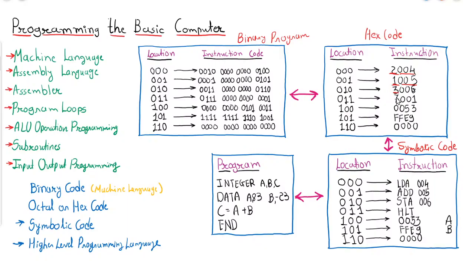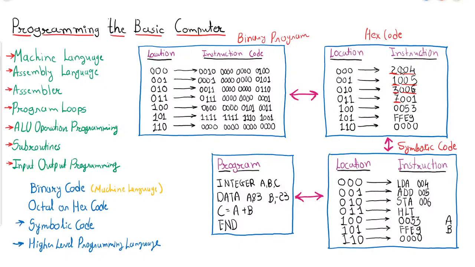Then 3 is store, and 006 represents the memory location. So store 006. Next is 7. If it is 7, that means it is a register reference instruction. So 7001 is for halt. Now next is 0053. Here this does not represent any operation, but it represents the operand, sorry, not address but operand. Some represent the address, and this represents the value of that operand.